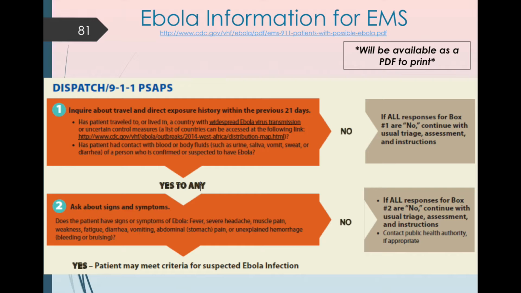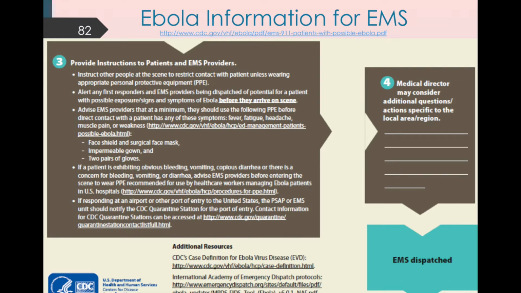The dispatchers will inquire about travel and direct exposure history within the previous 21 days. They will ask about signs and symptoms. They will provide instructions to the patient and/or EMS providers. This will help EMS get information before coming on the call, knowing what type of PPE needs to be worn. The medical director may be involved in this as well and may consider additional questions or actions specific to the local area or region. Once this information is gained, then EMS will be dispatched.